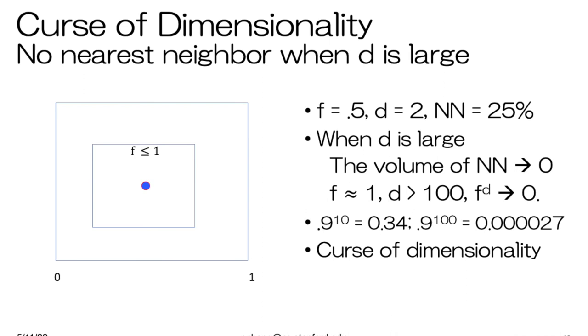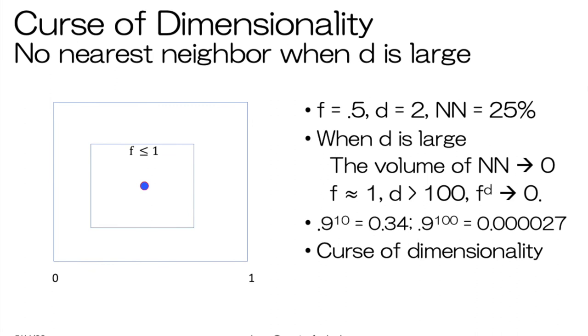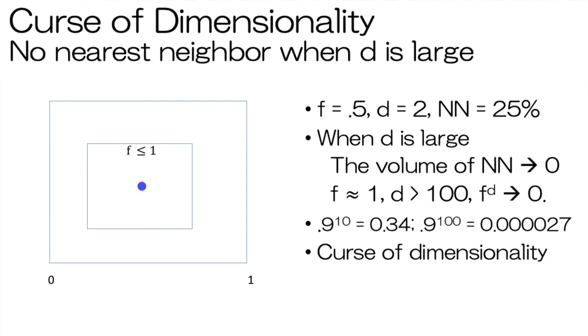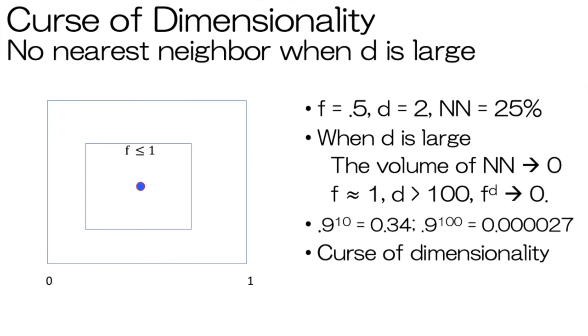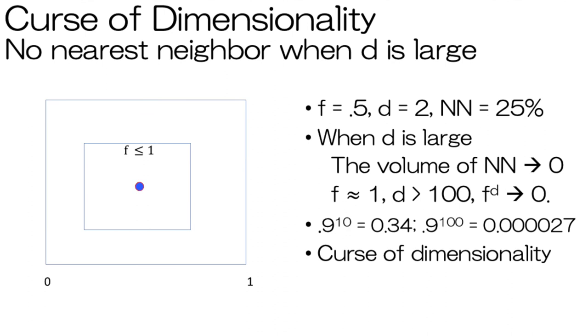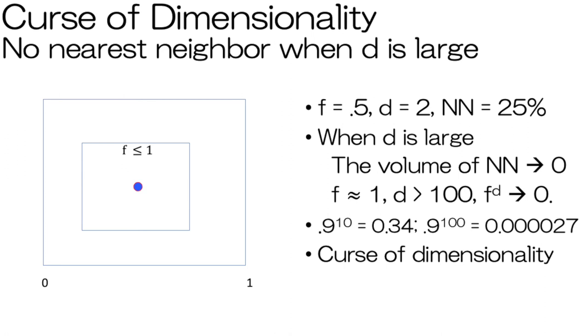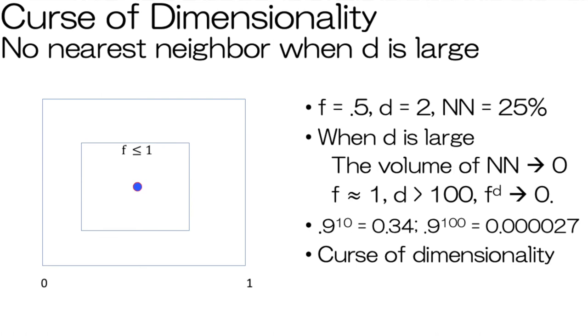And when D, the dimensionality of the data, is getting larger and larger, suppose we say the fraction is equal to 0.9. When the dimension grows to about 100, the volume, which is the fraction to the power of D, approximates zero. This means the instance in the middle cannot find any nearest neighbors. All the so-called nearest neighbors are very far away, because the fraction of your search range query is already 90%.